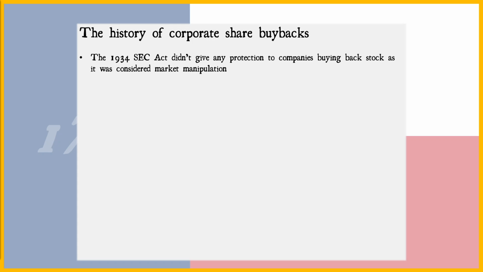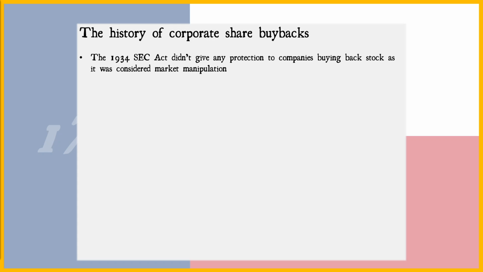And they passed the 1934 Act, which created the SEC, created some rules, and has served us awfully well since then. Now, the Act itself didn't make it illegal to buy back stock, but what it did say is you don't have any protection from market manipulation if you do. So buying back your stock is a form of market manipulation under the SEC Act.